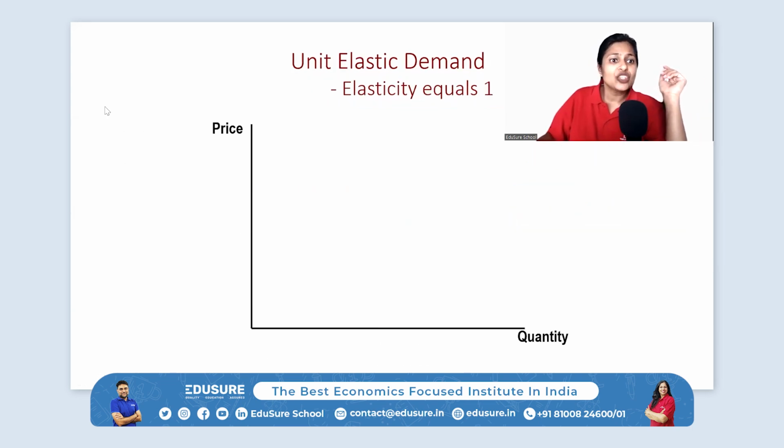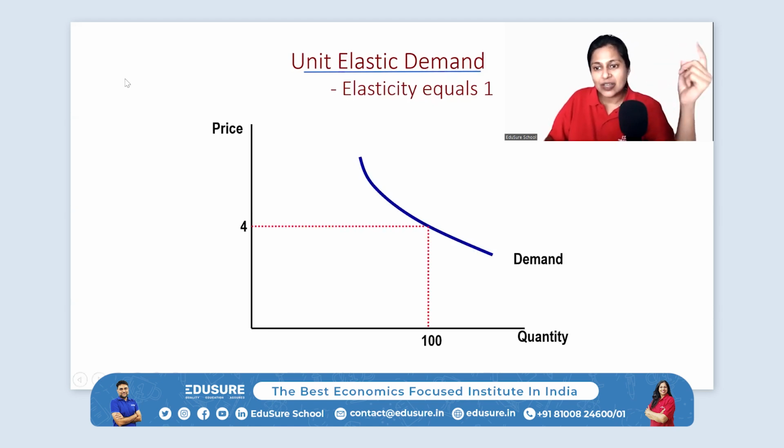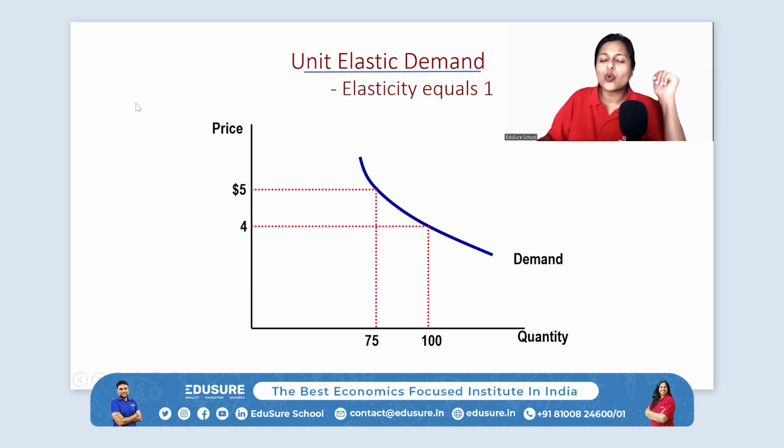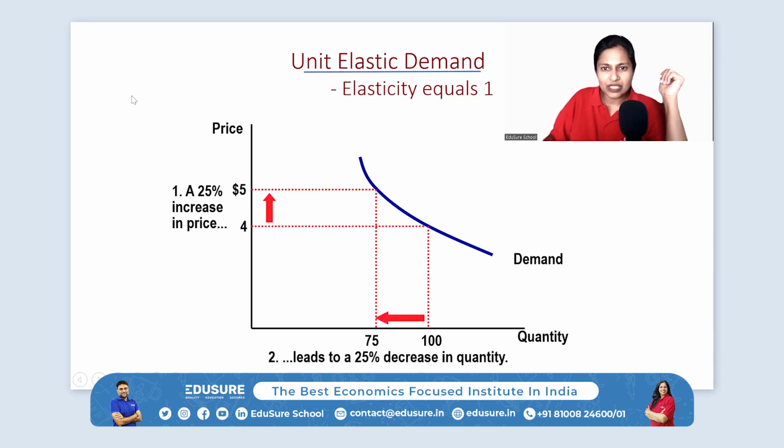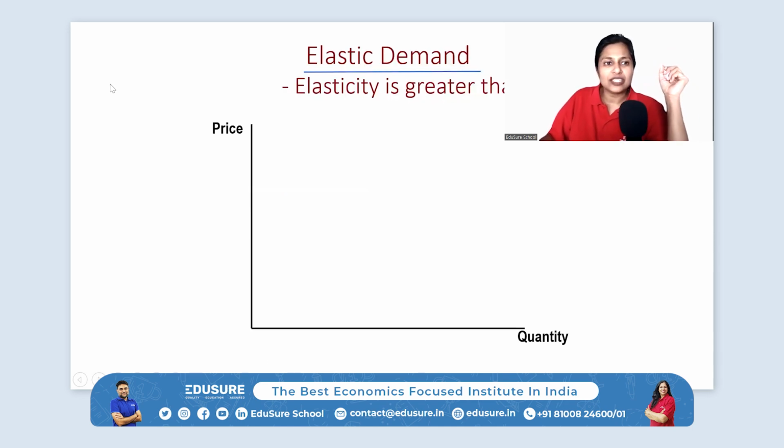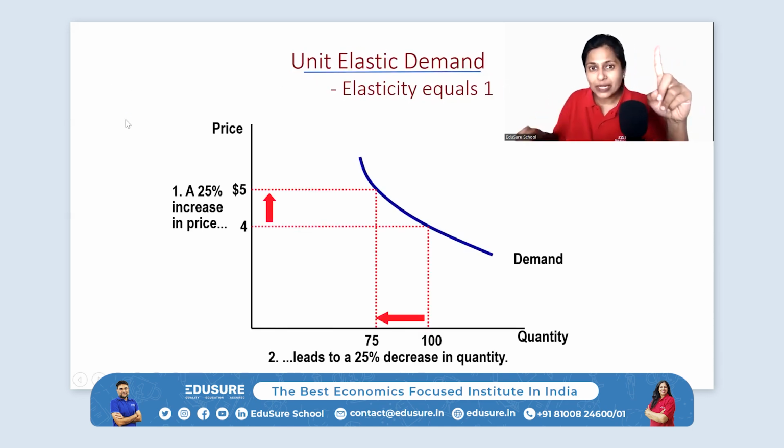The next is unitary elastic demand. Unitary elastic demand is when elasticity is equal to 1, meaning both percentage changes are the same. In this case, we will have a sort of a rectangular hyperbola. So if the price is increasing by 25%, the quantity will also fall by 25%. The elasticity of demand is equal to 1. It's called unitary elastic, right?